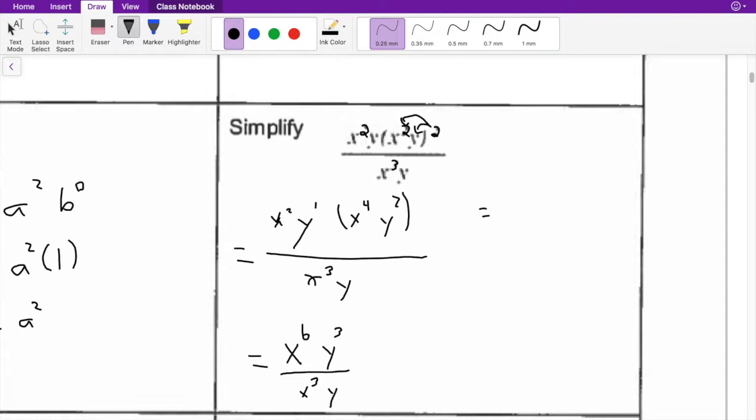Now we have division, which is subtracting. So 6 minus 3 is going to be 3. And 3 minus 1 is going to be 2. And like that, we have the final answer.